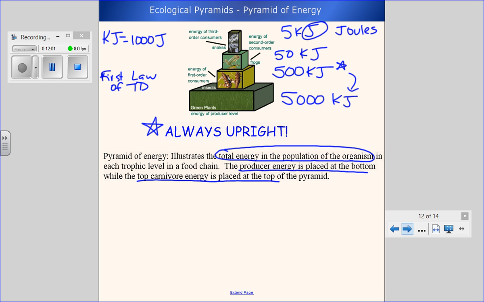Energy always has to come from somewhere else. So if I'm already at the second step in my food chain, the consumers, they're not doing photosynthesis anymore. Where could they possibly be getting their energy from? It has to come from the producers. That has to be their source of energy. So because of that, there's no way that I could have an inverted pyramid. It's always going to be upright.